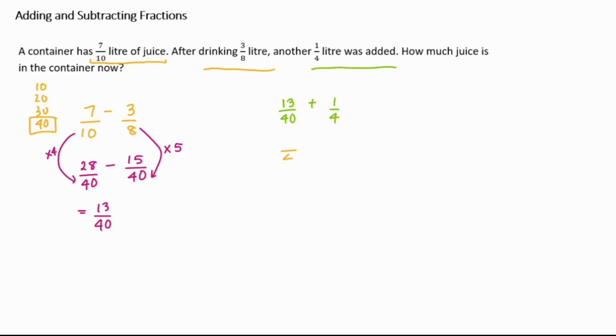So as we can see, 40 is also a multiple of 4, so we can make both of these equivalent to something over 40. The first fraction remains the same, and the second one, we have multiplied 4 by 10. So 1 times 10 is 10. 13 plus 10 gives us 23, and therefore our answer is 23 over 40 litres.